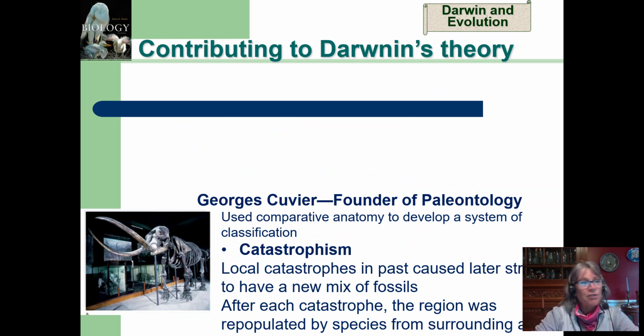Some other contributions. Georges Cuvier, he's considered the founder of paleontology. He also used comparative anatomy to develop a system of classification. So there are a lot of competing systems of classification.